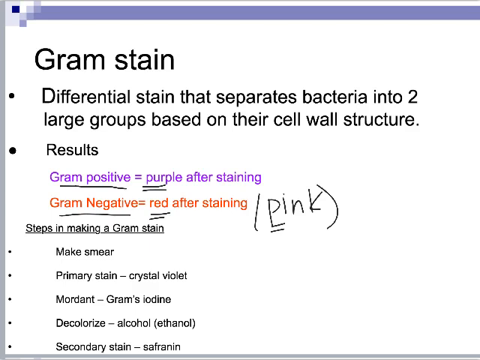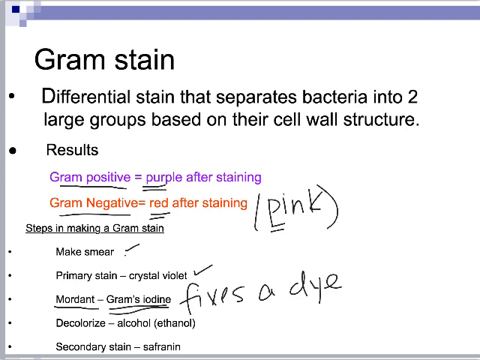Okay, now the steps in making a Gram stain, and we'll do this in lab, is the first thing is you'll make a smear and you'll heat fix it. Then we'll add crystal violet, which is purple. Then we'll add a mordant. And a mordant is something that fixes a dye, or fixes a stain. So it makes it hang on to it. The mordant that we're going to use is Gram's iodine.